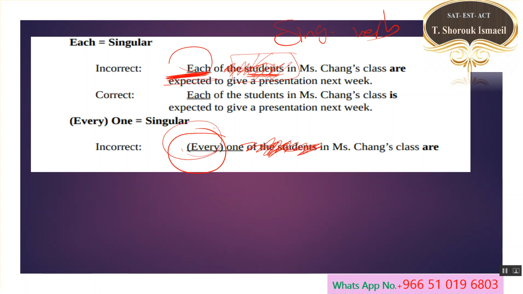Even if he puts for you here of the students, which is plural, even if you have here every one of the students is plural too, my verb has to be singular. Like if I say, each of the students in Mrs. Cheng's class is, this is correct. But if you say, each of the students in Miss Cheng's class are, this is wrong. Here again, the verb is wrong because every means singular, so it has to be is.